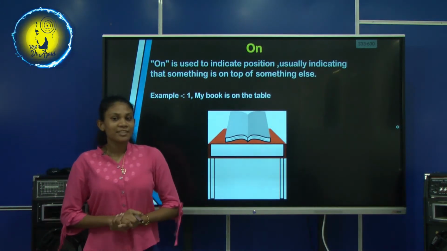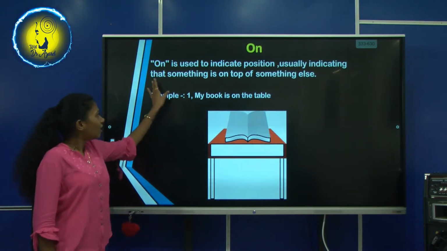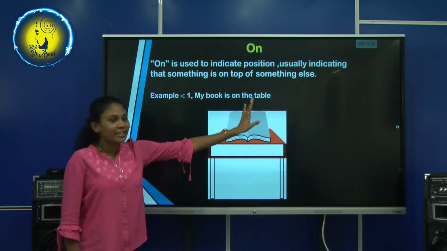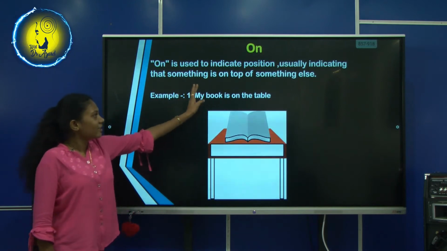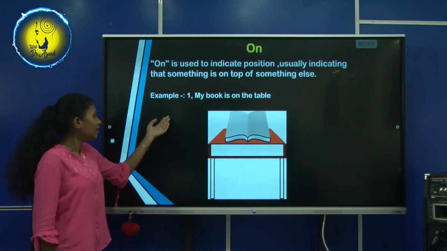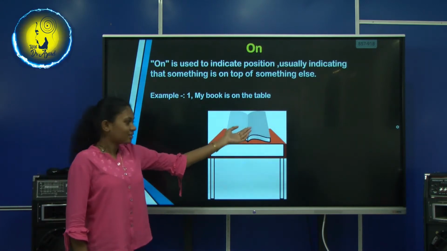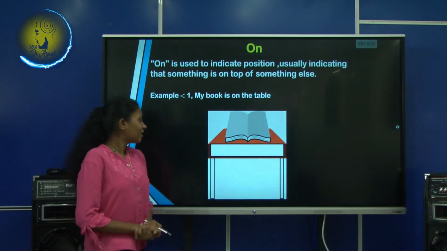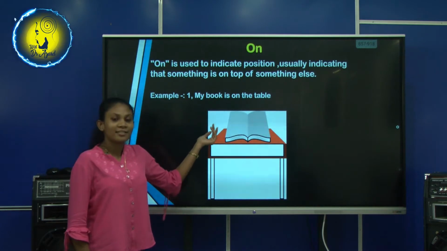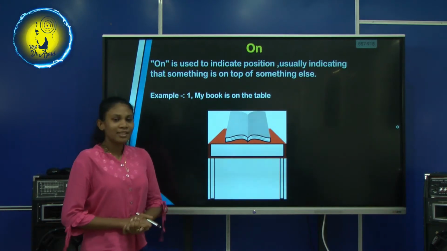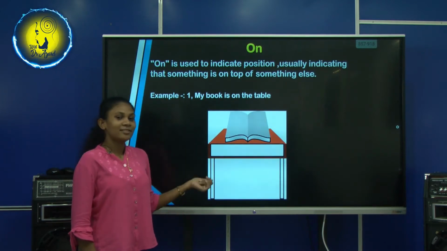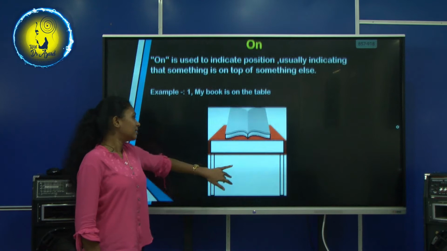Our first preposition is on. On is used to indicate position, usually indicating that something is on top of something else. For example, my book is on the table. Look at this picture. What can you see? There is a table and there is a book. Now tell me, where is the book? The book is on the table.